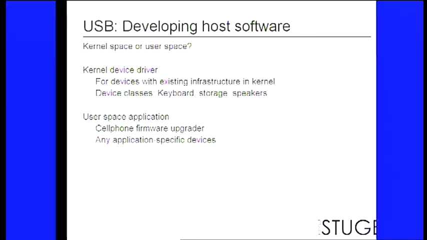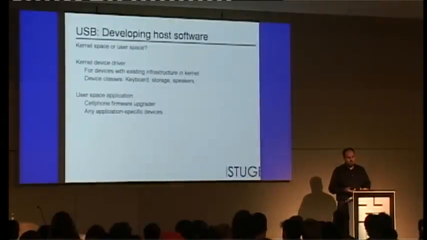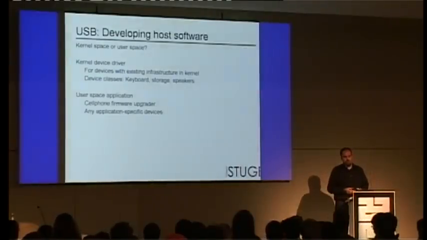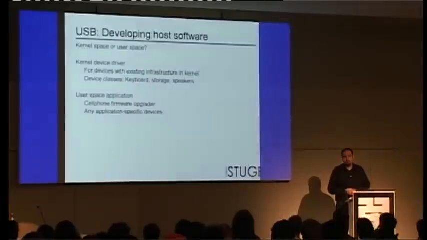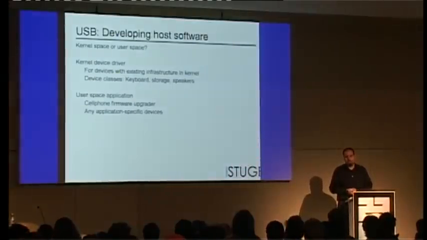So I've written drivers for devices with existing infrastructure: keyboard, storage, the speakers. All of these already have interfaces in the kernel that we want to use. If I plug in a USB keyboard and start typing, I expect the characters to show up on my console, right? So there is some kind of console layer in the kernel that I want this USB device to feed into. Same with storage: I want to be able to mount my memory stick. Or the speakers: I want to be able to use my ordinary mixer software to control the volume.